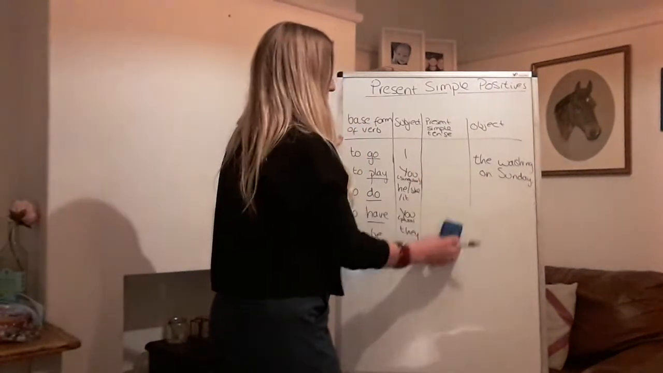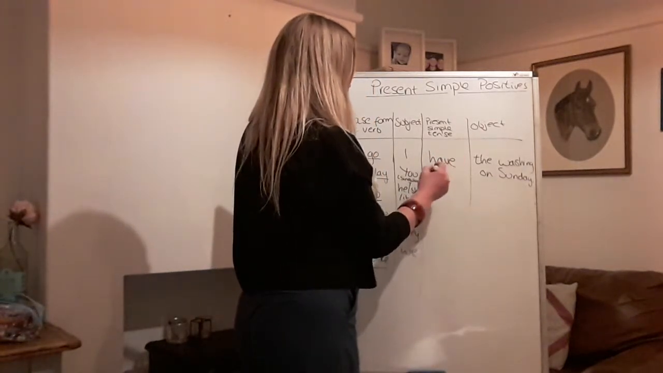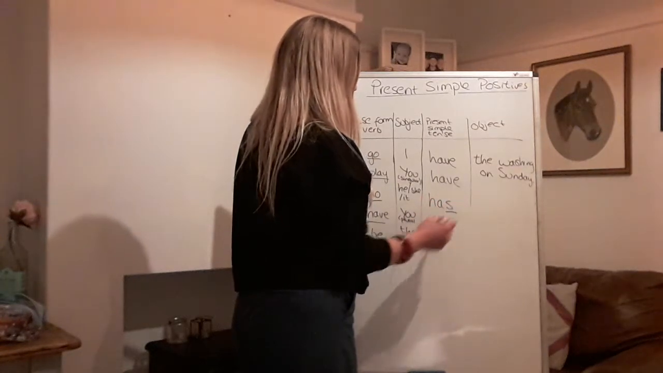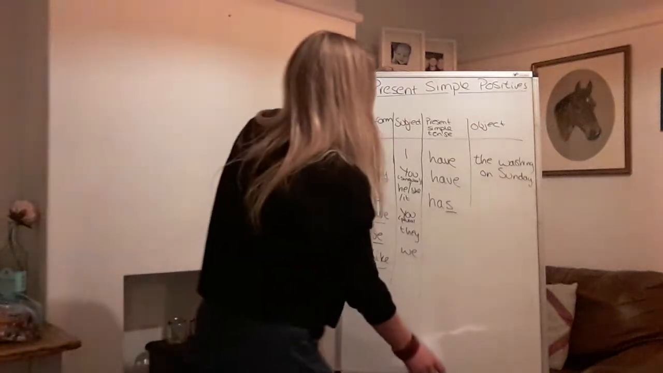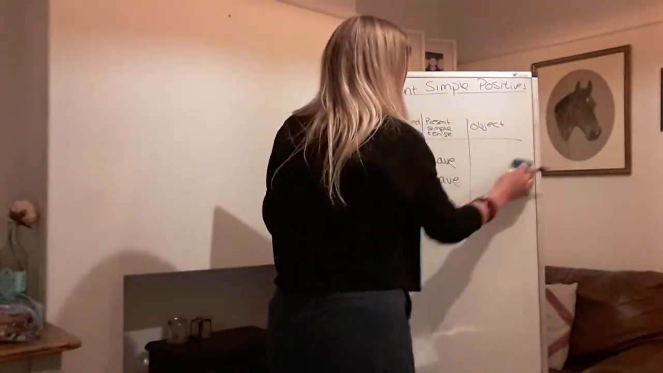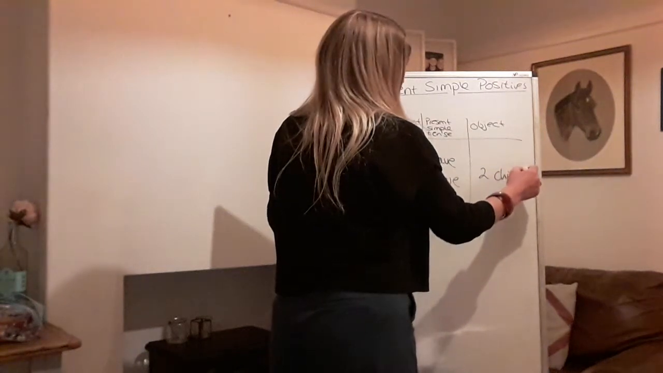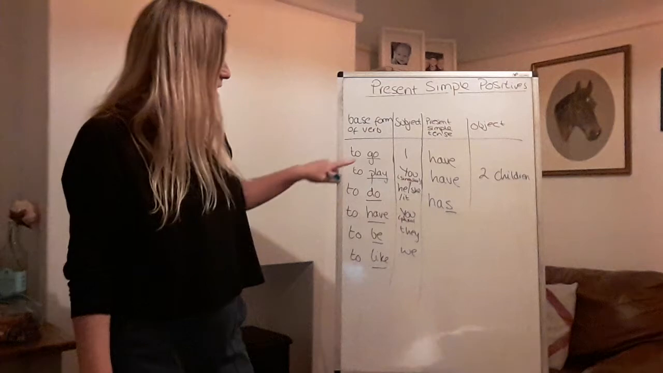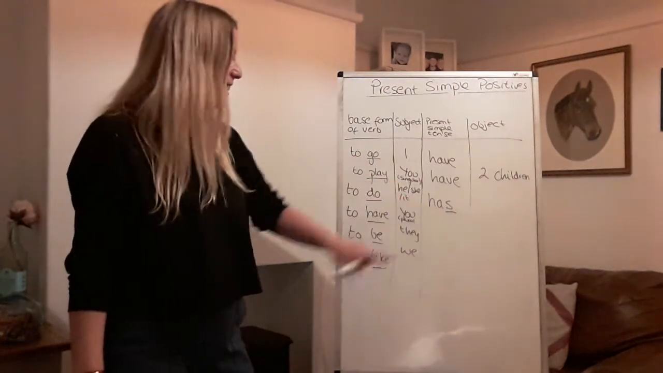Okay. Have becomes has. I have, you have, he, she, it has. Get rid of the V and the E and we put an S. He has 2 children. I have 2 children. He has 2 children. So go, goes, play, plays, do, does, have, has.